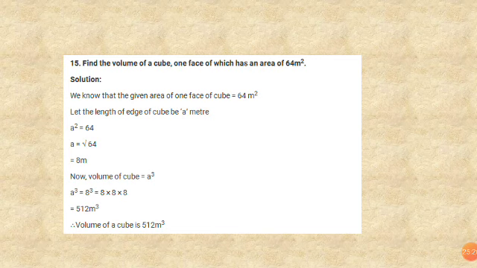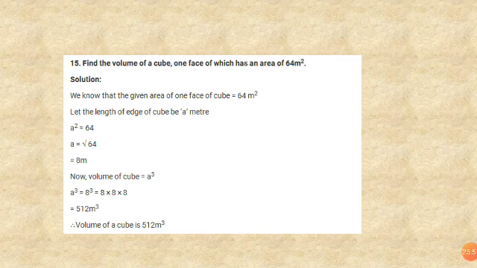Find the volume of a cube, one face of which has an area of 64 meter square. We know the given area of one face of the cube is 64 meter square. Let the length of an edge of the cube be a meter. Then a square equals 64, so a is equal to root 64. We get a value of 8 meters.